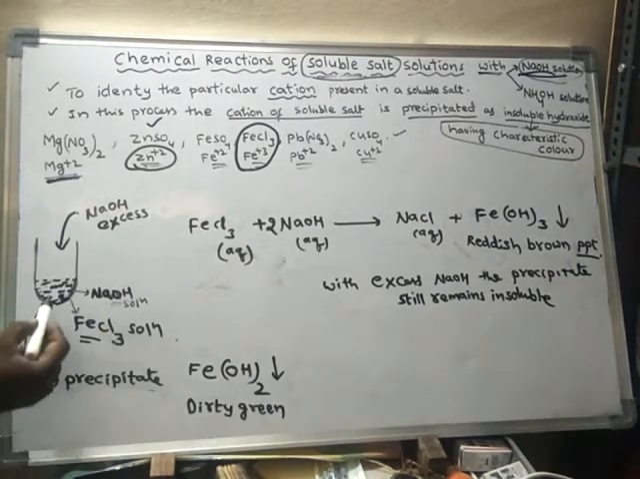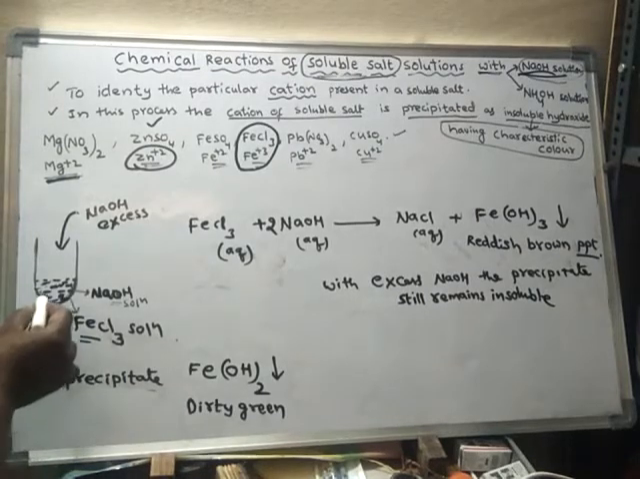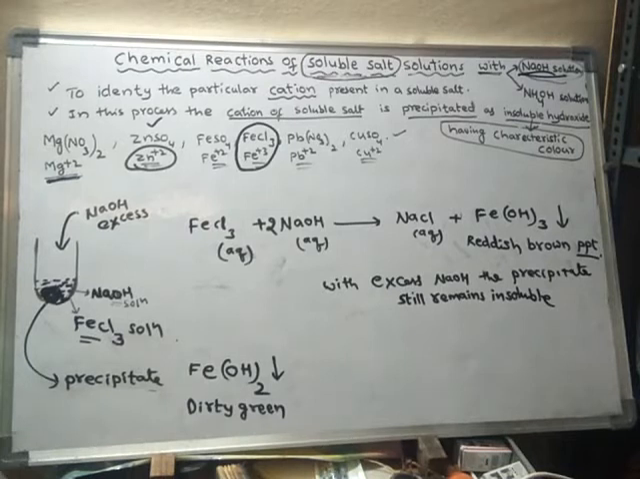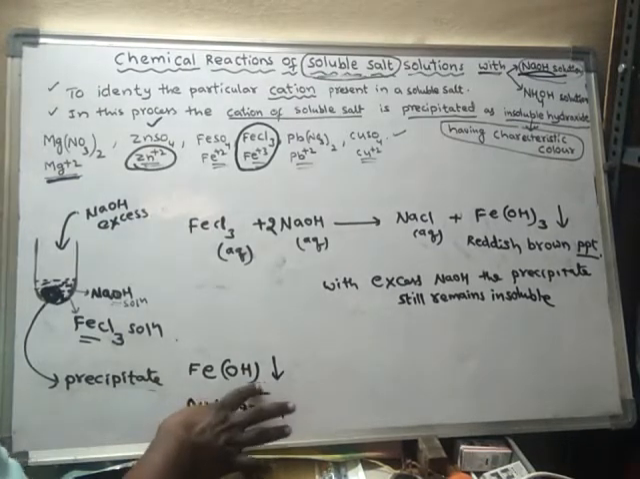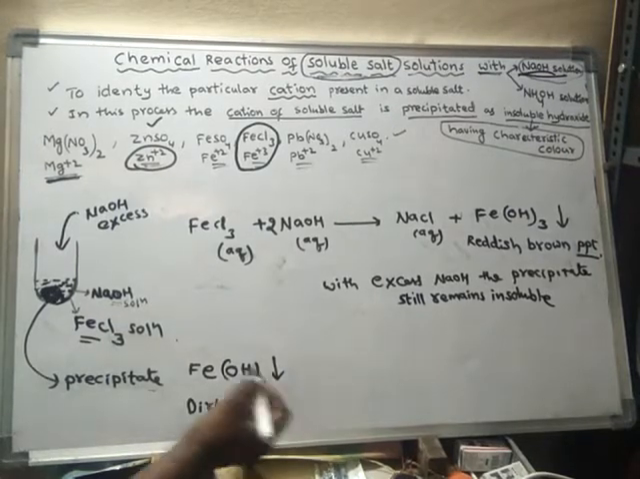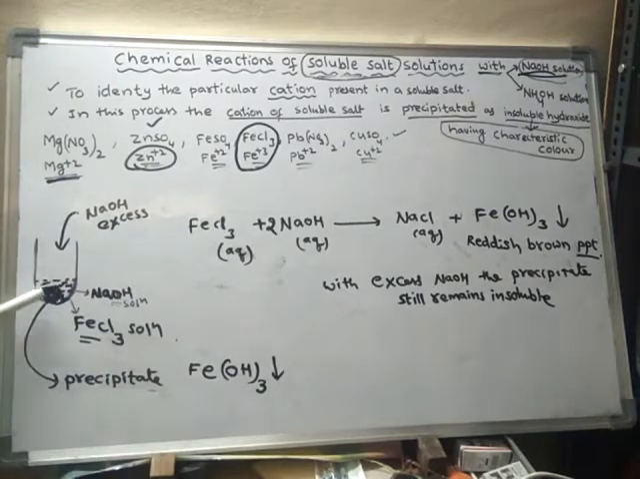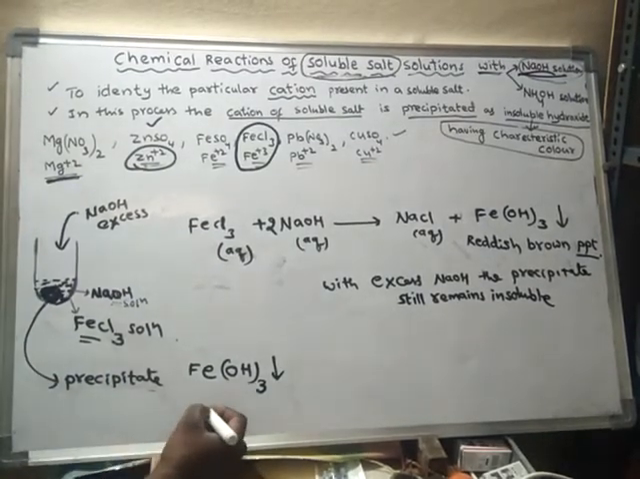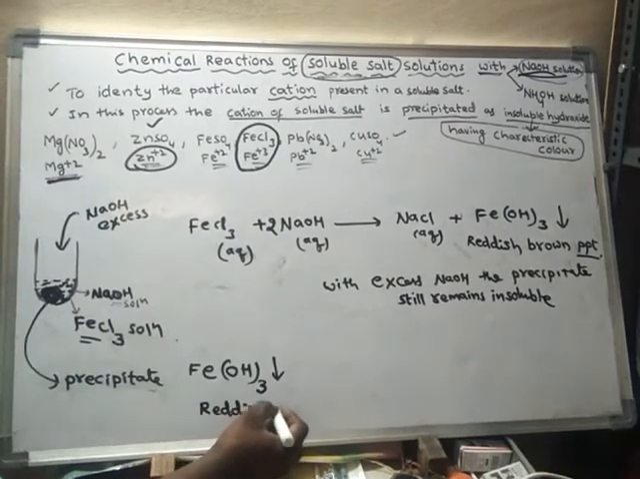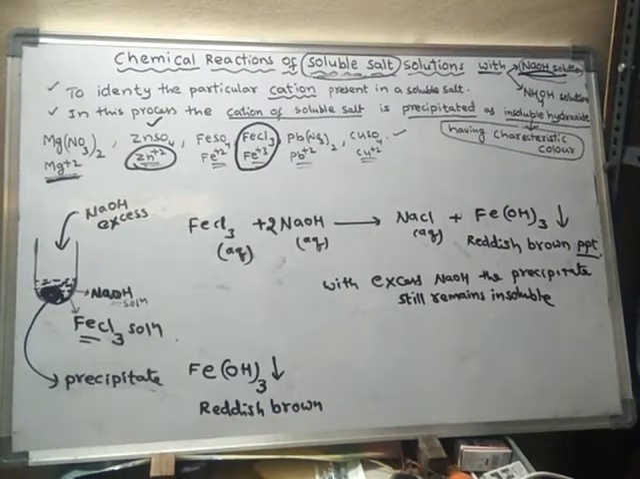When ferric chloride, ferric, not ferrous, and sodium hydroxide are mixed, a reaction takes place between these two and finally forms a precipitate. This precipitate is ferric hydroxide, Fe(OH)3. The color of this precipitate appears reddish brown. So a reddish brown precipitate is formed.